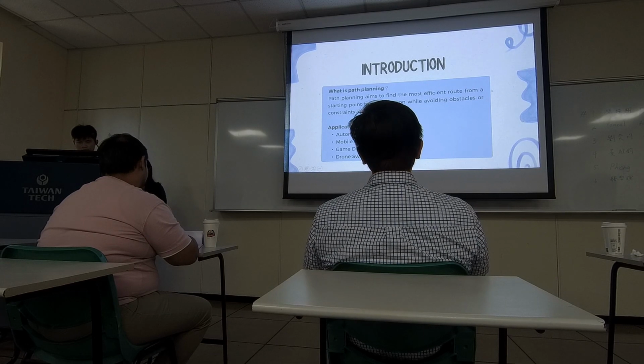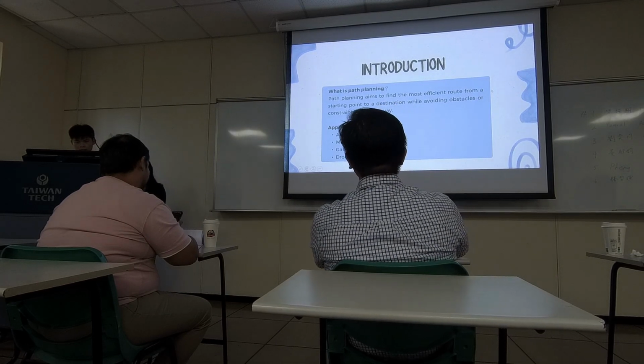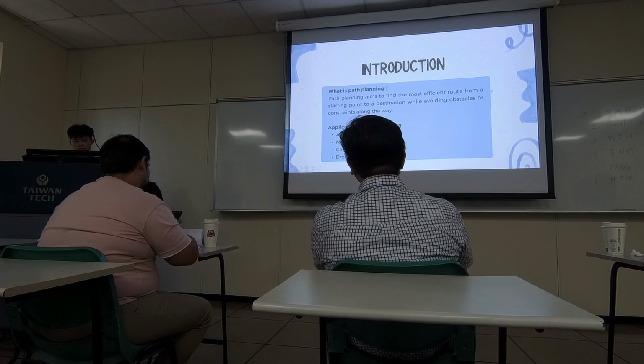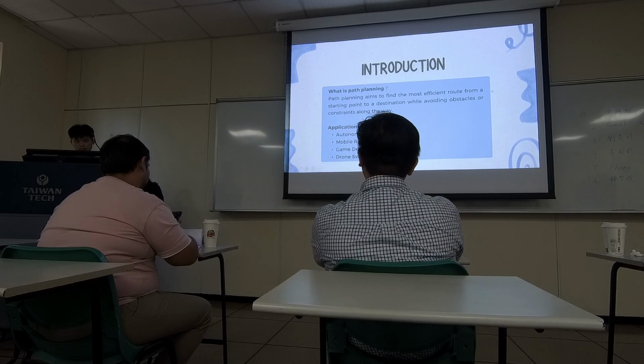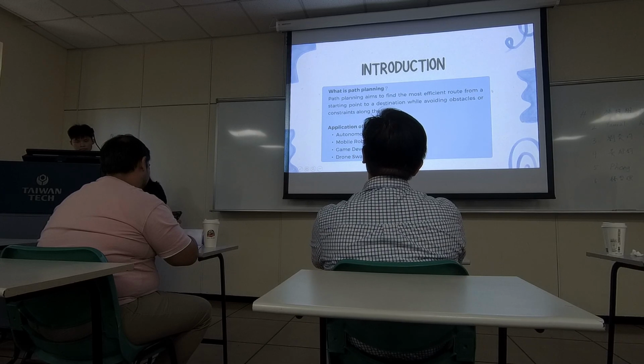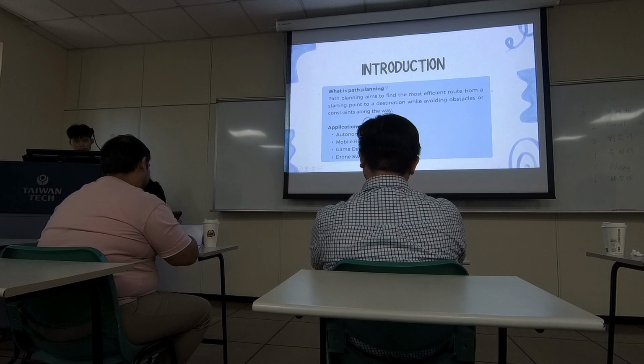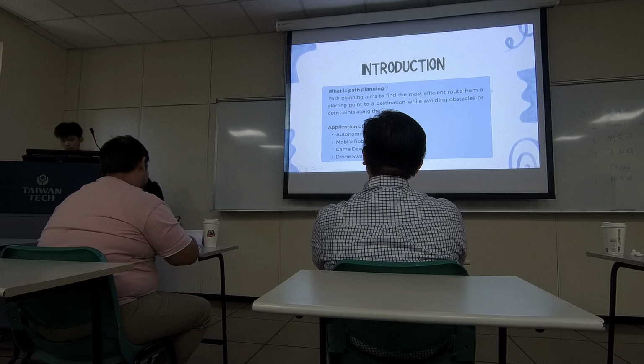What is path planning? Path planning aims to find the most efficient route from the starting point to a destination while avoiding obstacles or constraints along the way. Here are some applications of path planning. First is autonomous vehicles, such as AGV and AMR. Second is mobile robots, such as robotic arm. Third is game development, such as the NPCs' walking paths in the game. And the last is drone swarms, such as UAV.